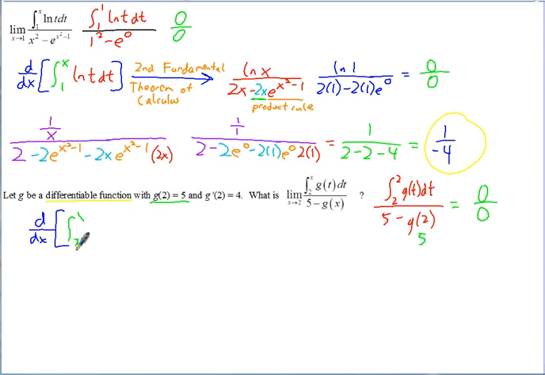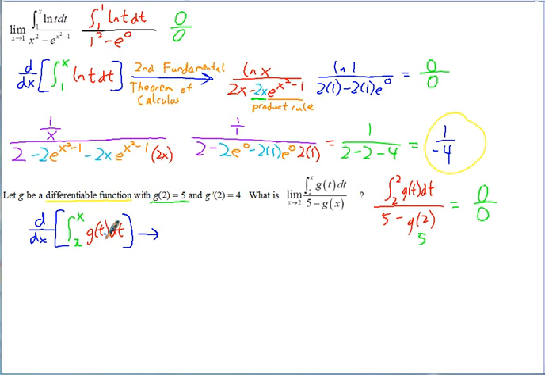This is the integral from 2 to x of g of t dt. And again, notice the derivative of the integral. This fits our second fundamental theorem. This is a constant of 2 down here. That's x. All that happens, just like here, is the x replaces the t. Same thing here, the x replaces the t.